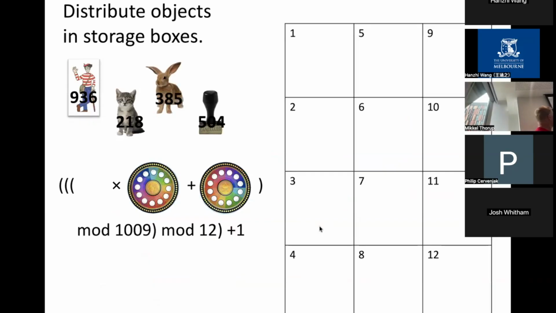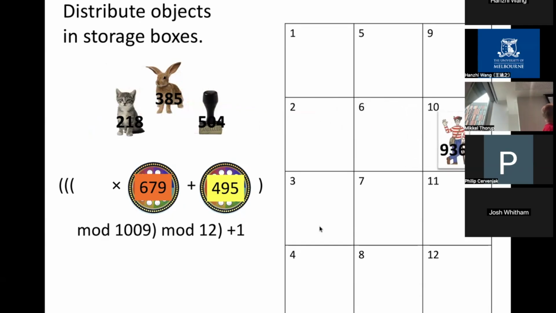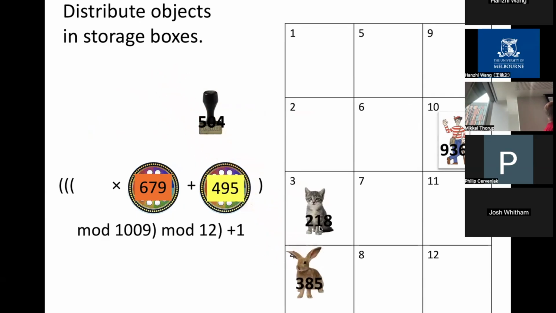We just have the design here. These things were fixed, but these numbers are what characterizes the system. And now we can just plug Wally in and find out where he goes. Goes to 10. And Kitten, 218. Goes to 3. I don't know if you can calculate this fast, but it's possible. Okay.